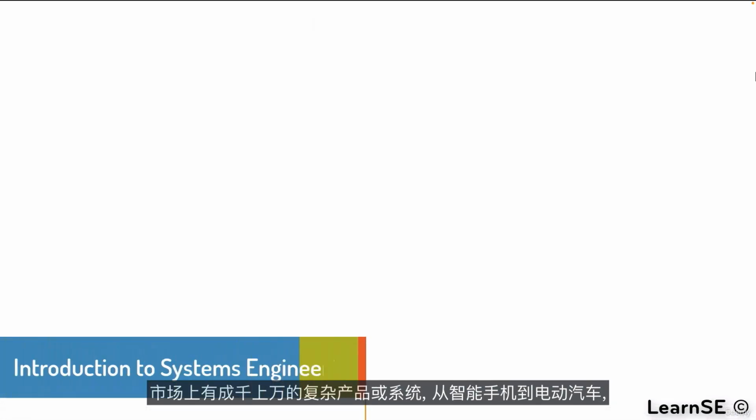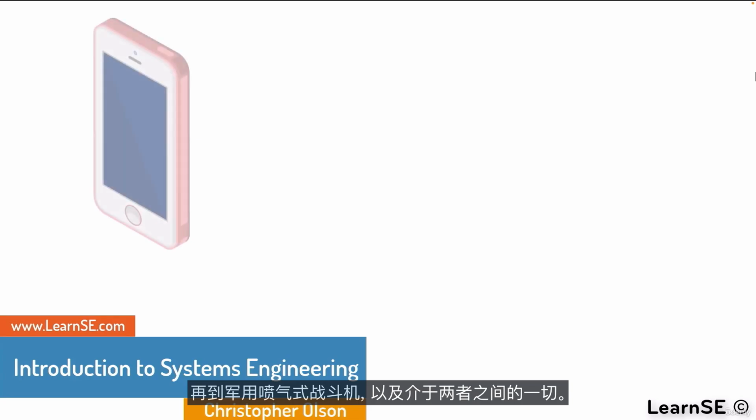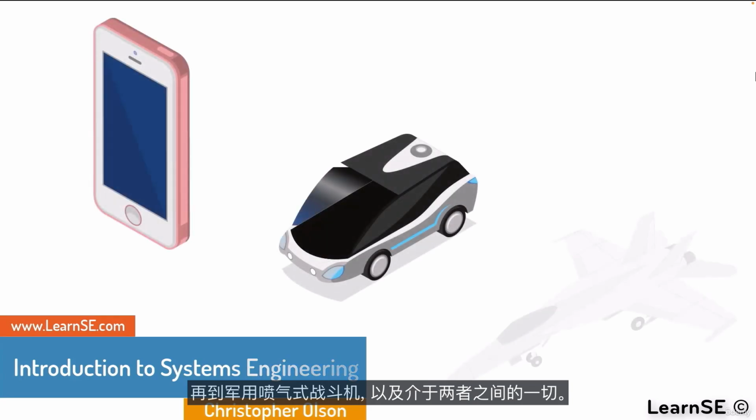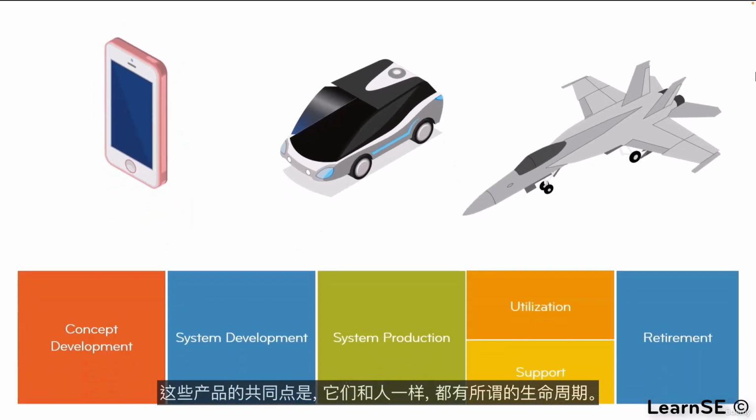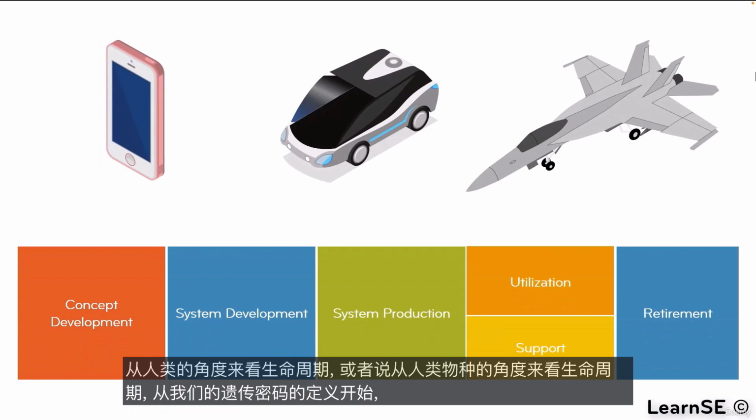There are literally tens of thousands of complex products or systems out there in the marketplace, from smartphones to electric cars to military jet fighters and everything in between. What each of these products has in common is the fact that, like people, they have what's called a life cycle.